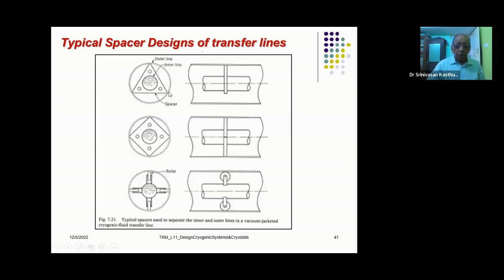For example, the supporting area at room temperature is very small, whereas it is totally touching over the inner line. Next, you can have either a triangular type or, let's say, a square type, or you can also have a roller type of arrangement. A roller type of arrangement can also be used in cases of this type. This makes sure that in case of thermal contraction, the inner line is able to move with respect to the outer line.